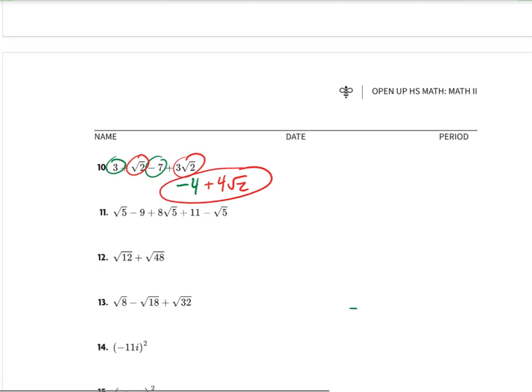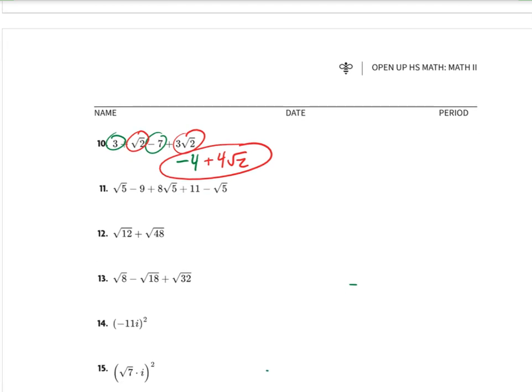Number 13 is a little bit trickier. Let's go the root 8. I'll write root 8 in black here. So this can be rewritten as root 4 times root 2. The minus root 18 is root 9 times root 2. And then the plus root 32.